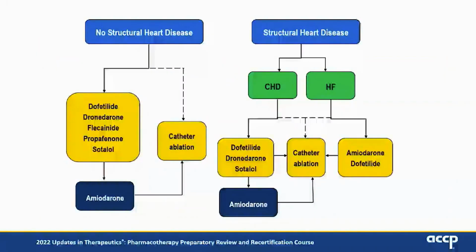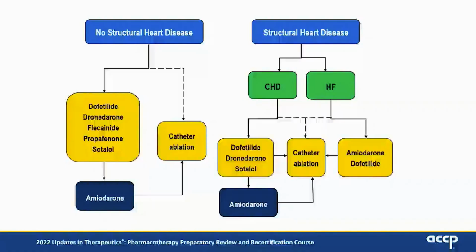Okay, so we just talked about all the antiarrhythmics. Now let's pull it back together to AFib. What do I need to know for AFib with these drugs? So you might be asked to pick the best antiarrhythmic for your patient. And so the first question I would think through is, does my patient have structural heart disease? This algorithm is for the maintenance of normal sinus rhythm.